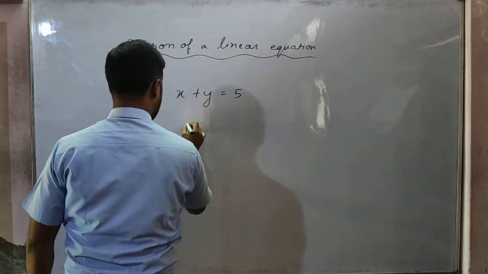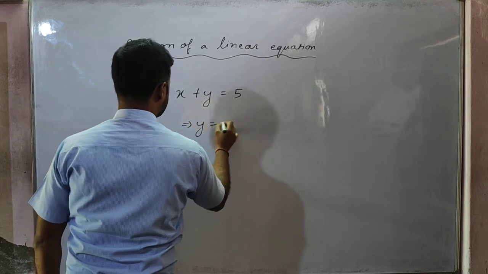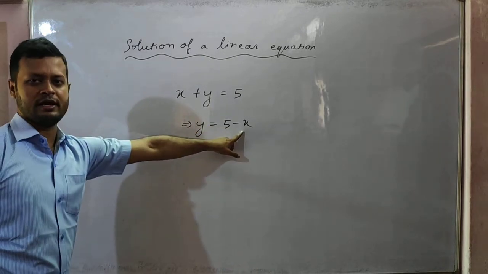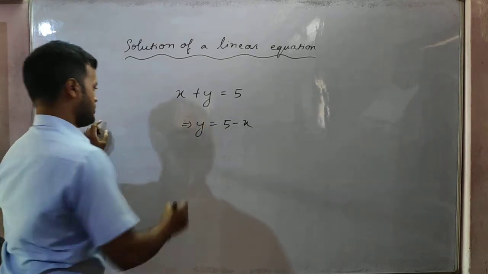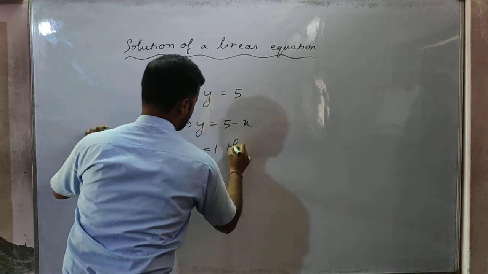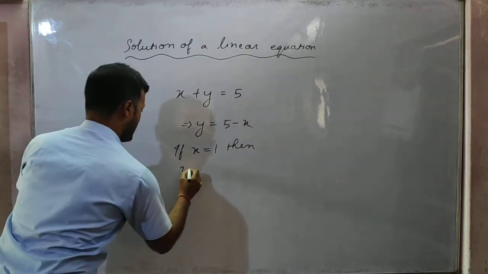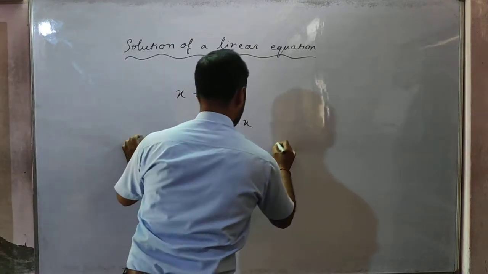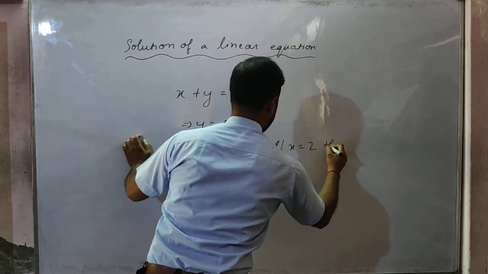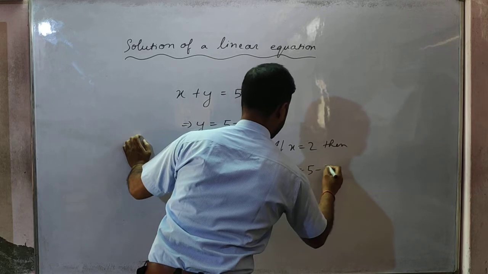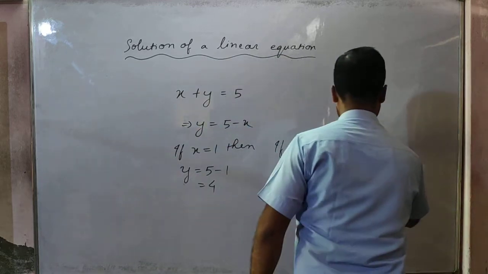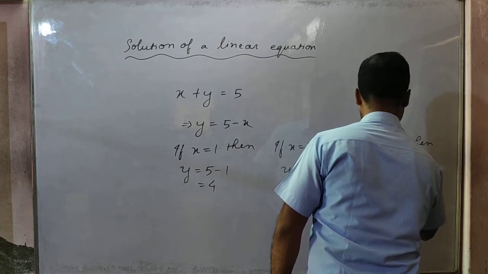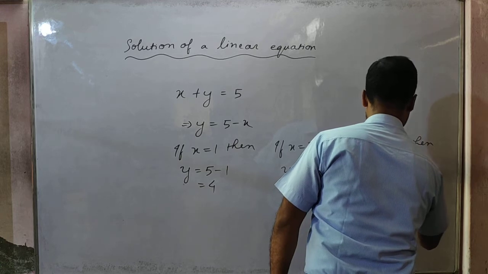Suppose you take y is equal to 5 minus x. Now in place of x, if you put one value of x, then you will get one value of y. Suppose if x is equal to 1, then y is equal to 5 minus 1, so it will become 4. If x is equal to 2, then y is equal to 5 minus 2, it will become 3. If x is equal to 3, then y is equal to 5 minus 3, that is 2.